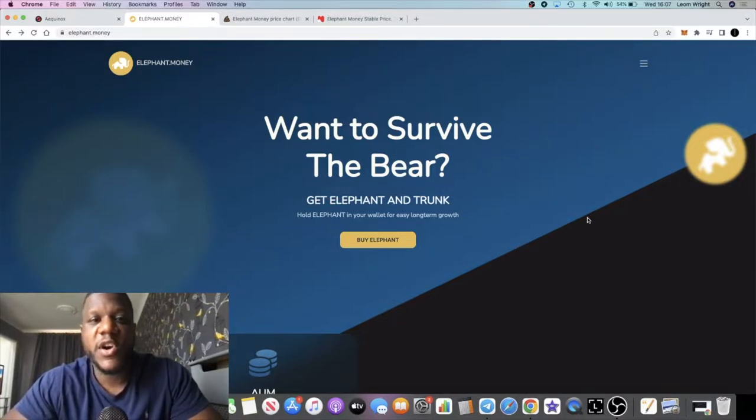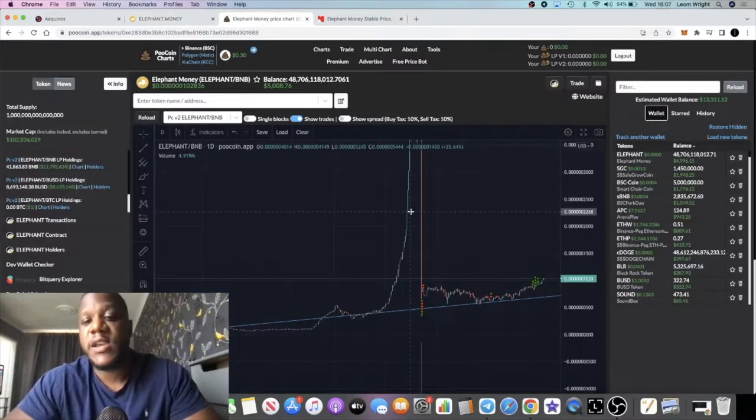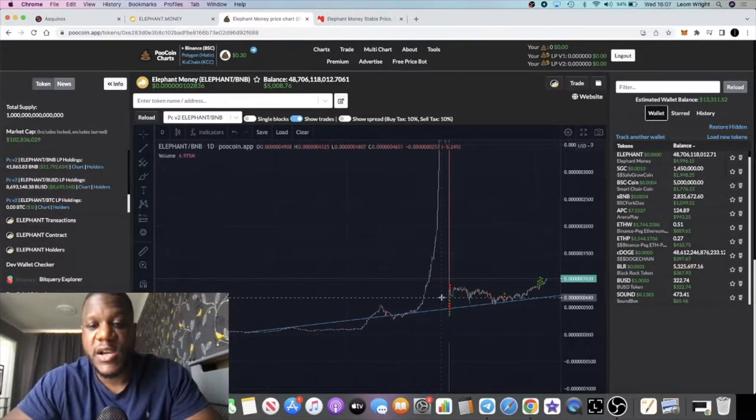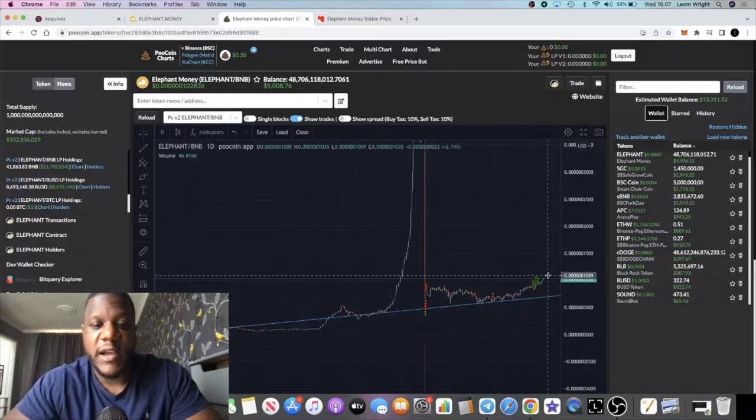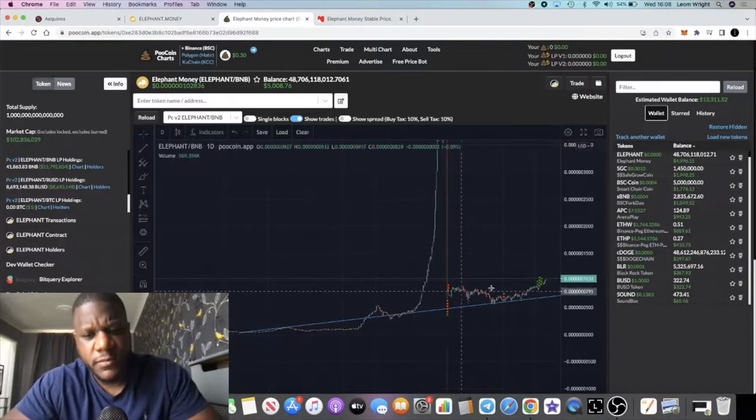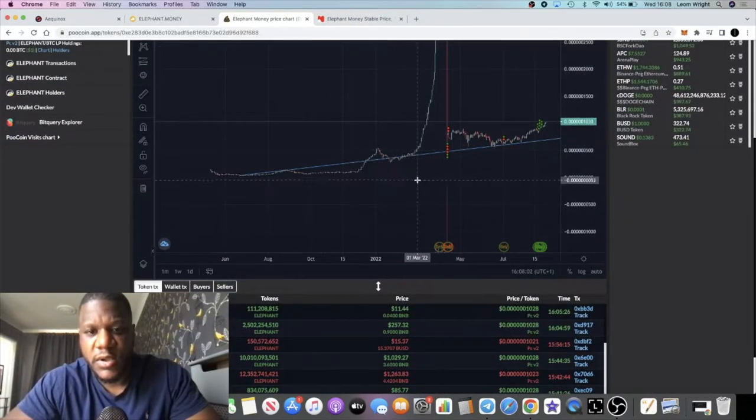I'll give you a little bit of insight on this and get it on your radar, because I believe we could potentially see some bullish price action on this token. If we go to the chart, you'll see that it's trending upwards. Now, was it last year? Let's have a look. Okay, it was this year.